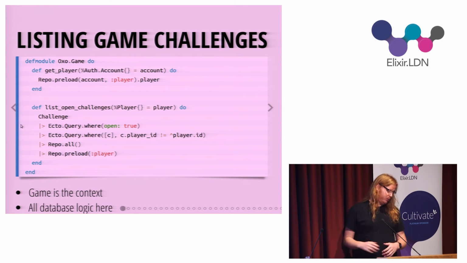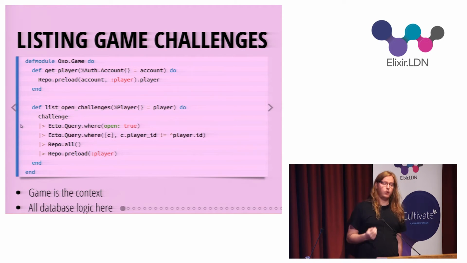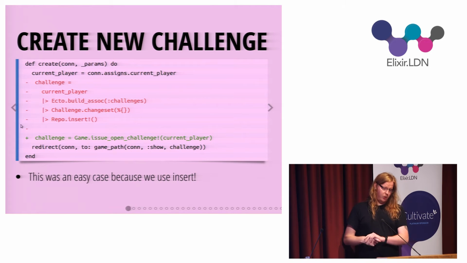So it will only list the open challenges. It doesn't get all the challenges. It's not like challenge index or something. And the implementations here are just the code that I deleted from the controller. I've only moved the code, and moving code in Elixir is very easy. And now we've got this game context, and again, it's got all the database logic, but could have other stuff in there as well.